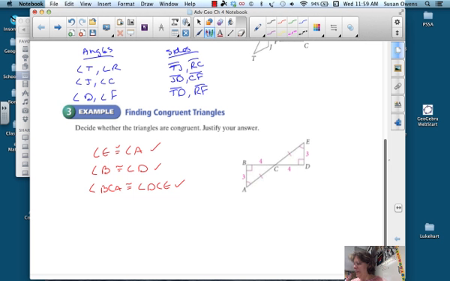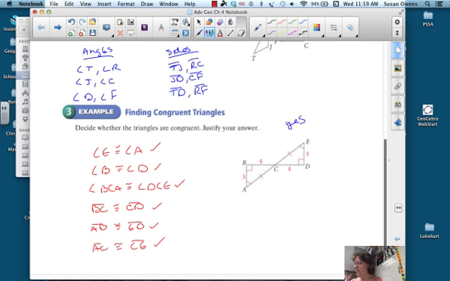Check. And then if I take a look at my sides, I've got BC is congruent to CD. Check. I have AB and ED. And the last ones I have are labeled as congruent, AC and CE. So check, I have three sets of corresponding sides congruent, three sets of corresponding angles congruent, and so yes, they are.